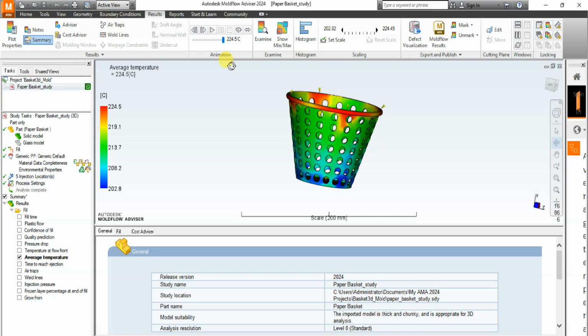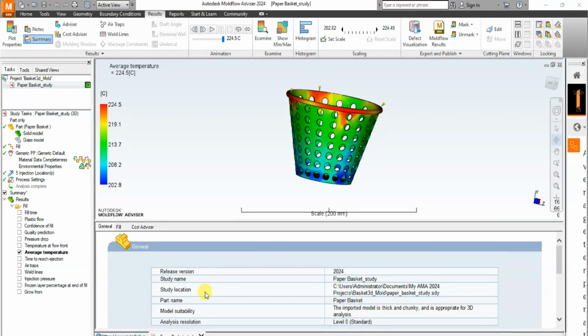Now for hesitation in thin areas, you can refer to the part of this video where I talked about hesitation. Now the other aspect to consider is moving away from the hesitation area. This may cause hesitation in other areas of the part. Then the other thing is you can also increase injection time, and the side effect might be increased cycle time. These are things that particularly affect the average temperature. So let's now move to the next thing.